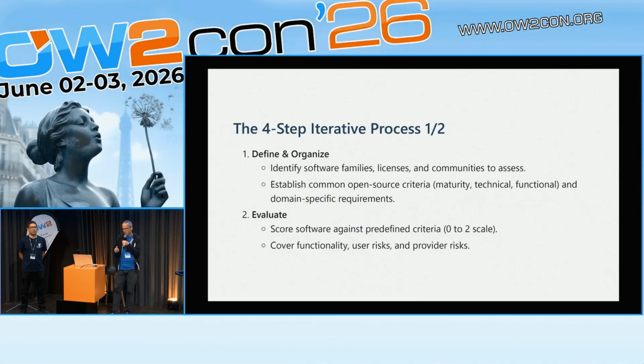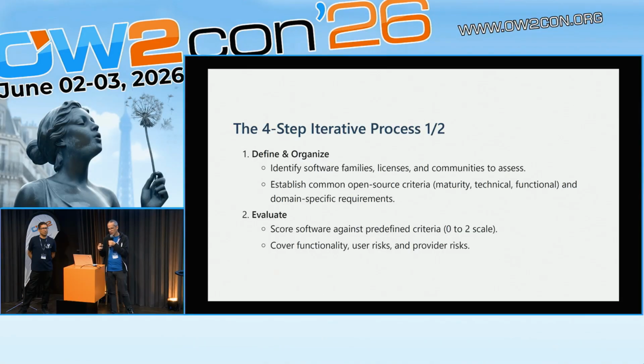So I can apply a score to each criterion. It's a simple scale, 0 to 2. 0 is the feature is not in the software. 2, it perfectly fits my needs. And 1, it's in the middle. There is something, it fits, but not completely. And it can be easier to define what is needed to reach the level 2 on the scale.